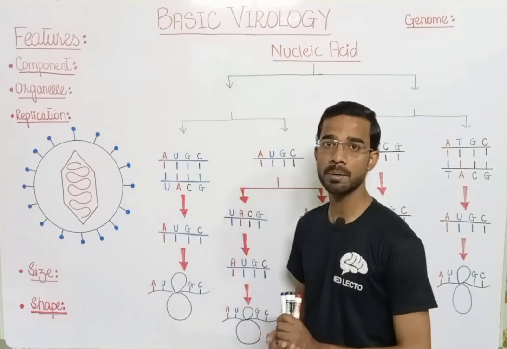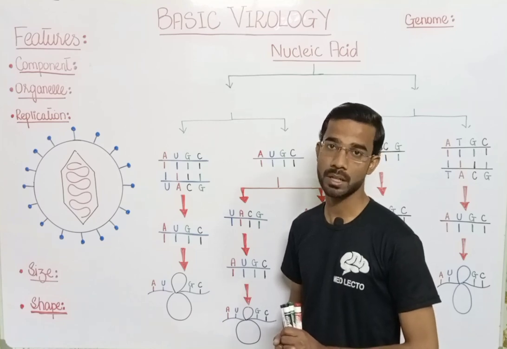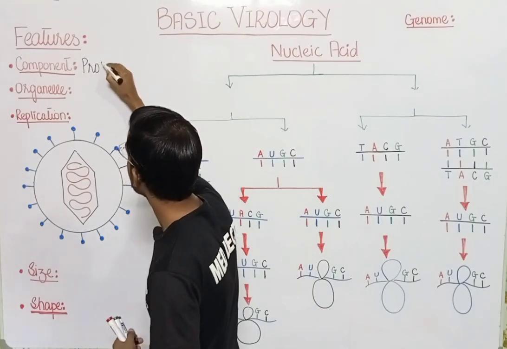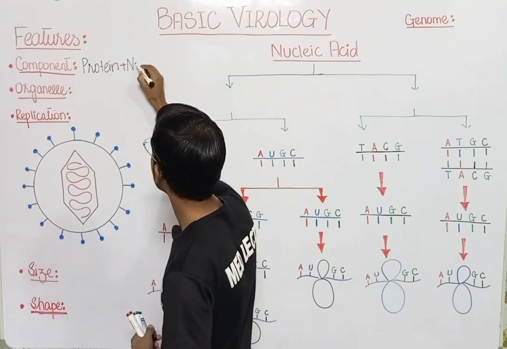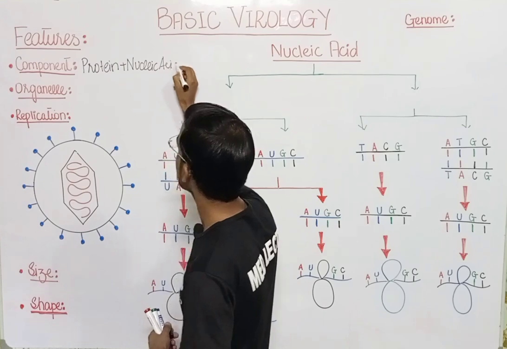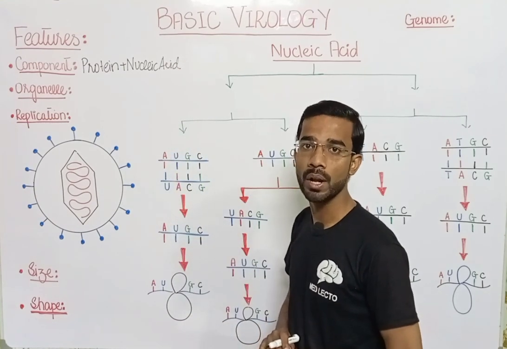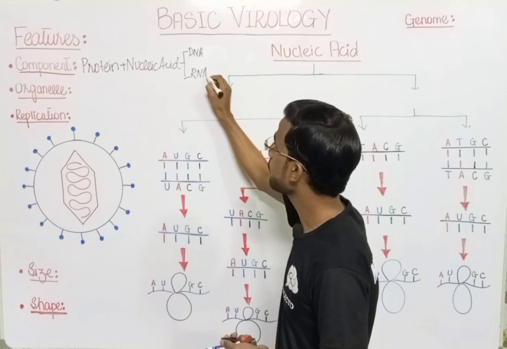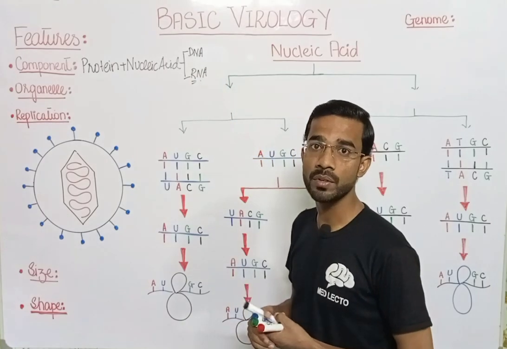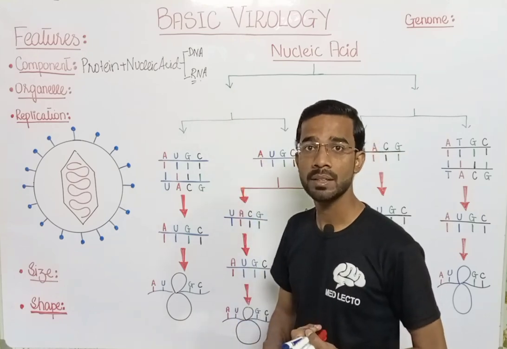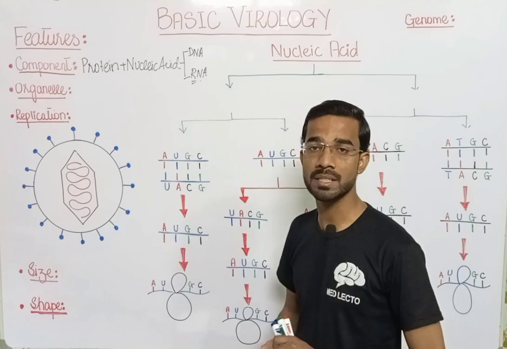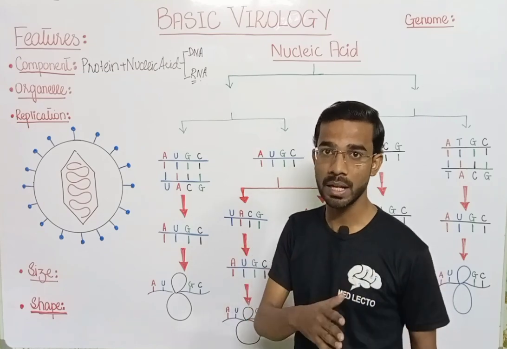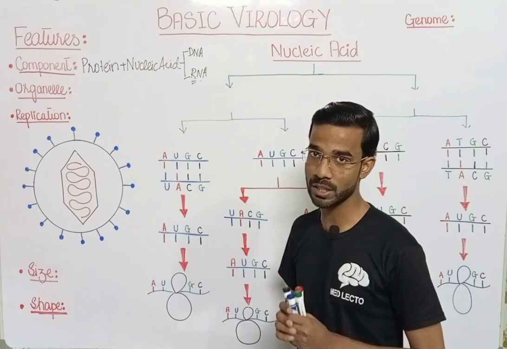First of all, we will discuss the basic components of the viruses. There are two basic components, proteins and the nucleic acid. In the nucleic acid, you can see either DNA or RNA. But the important thing is that at one time you will see only one component. If DNA is present, then you will never see RNA. If RNA is present, then you will never see DNA. It means that DNA and RNA cannot exist together. So this point is very important.